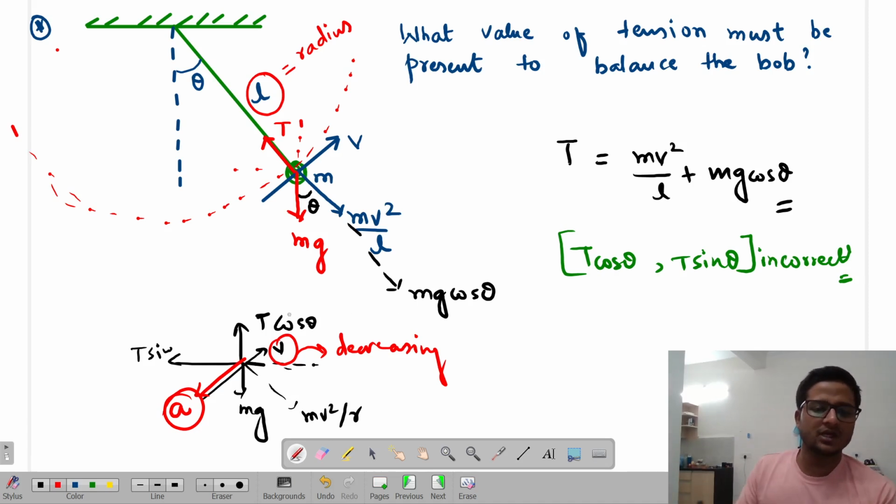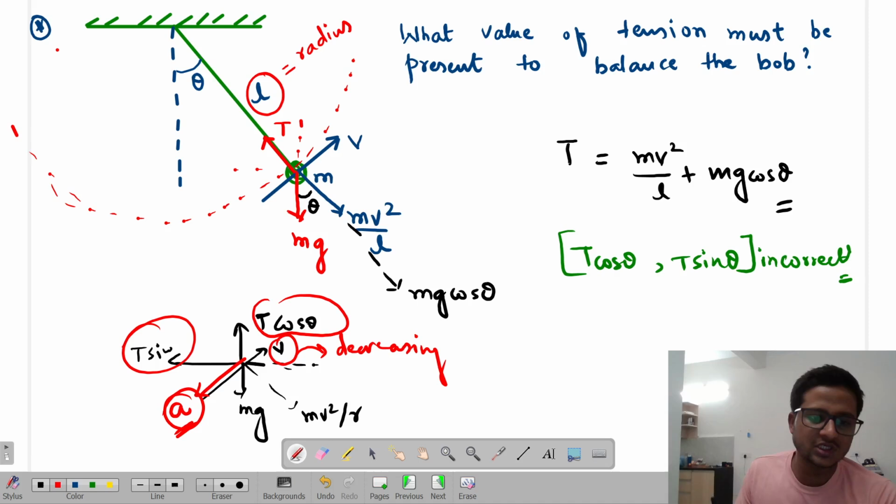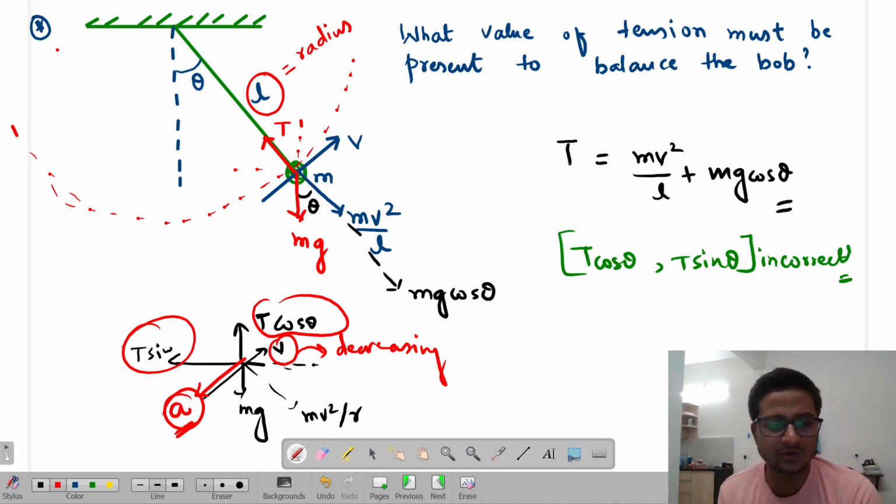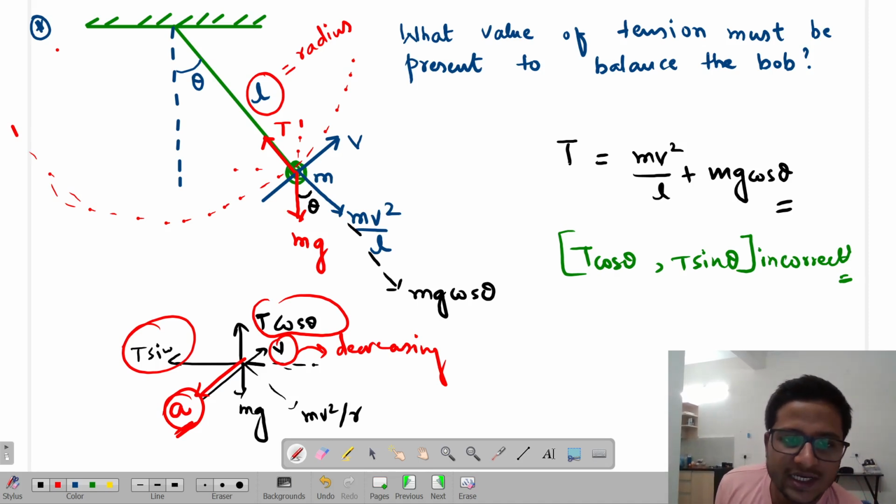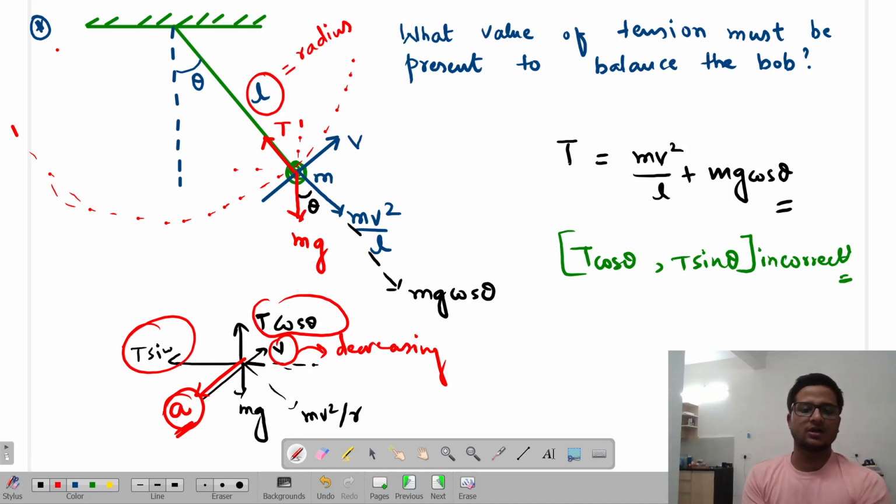So basically, when you are applying T cos theta and T sin theta, you also have to include that acceleration case. Are you able to get me or not? That is why it becomes complicated, the things become hard and we can't do it. Are you able to get me or not?